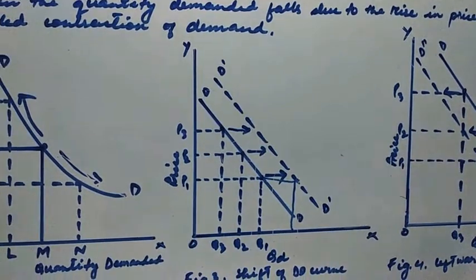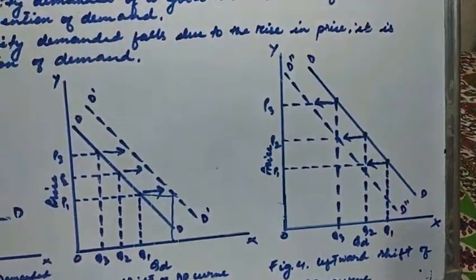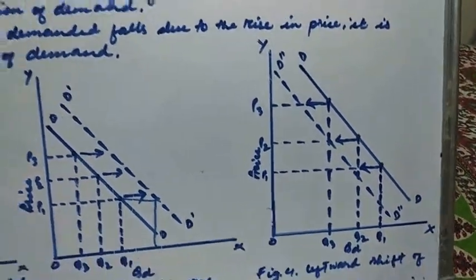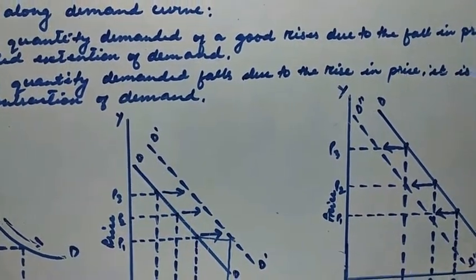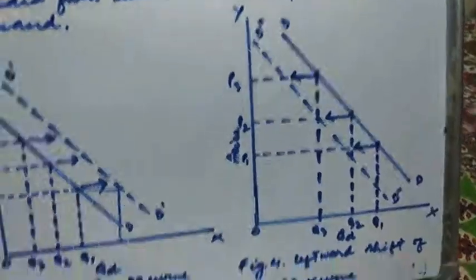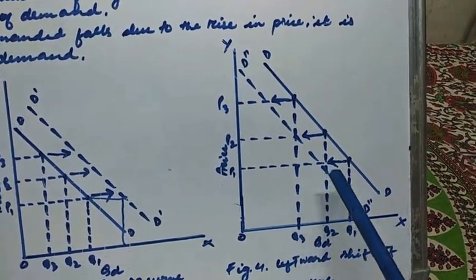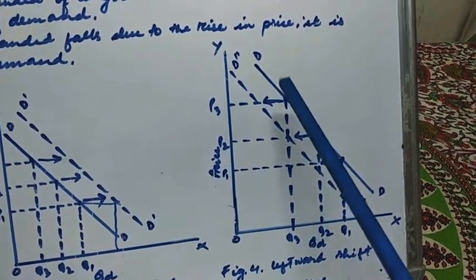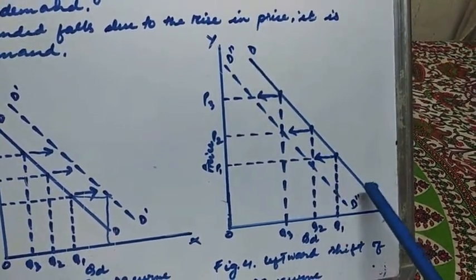Rightward shift of the demand curve. Just opposite to that is the contraction of demand. So when we talk about contraction of demand, what do we see here? This figure 4 will show you the contraction in demand, the decrease in demand, or the leftward shift of the demand curve from DD to D'D'.